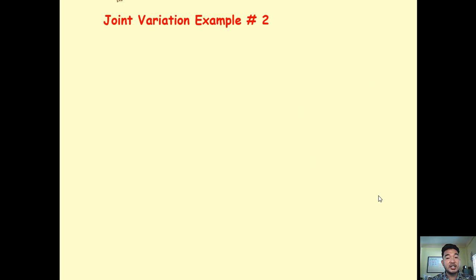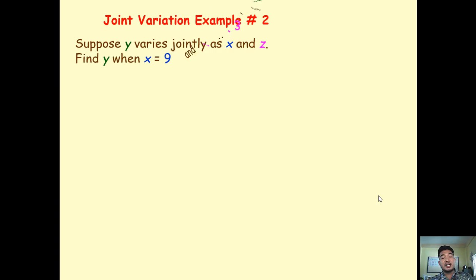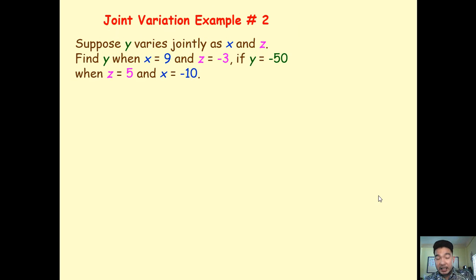Okay, joint variation example number 2. Let's have this example number 2. Again, if you want to try this problem, just pause the video. And if you want to check if your answer is right or wrong, just continue playing the video. Suppose y varies jointly as x and z. Find y when x is 9 and z is negative 3, if y is negative 50 when z equals 5 and x equals negative 10.